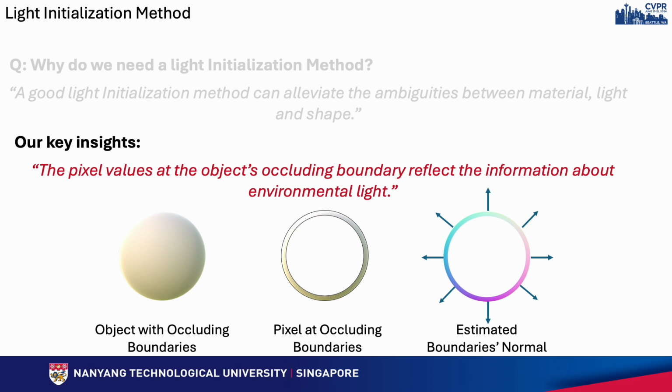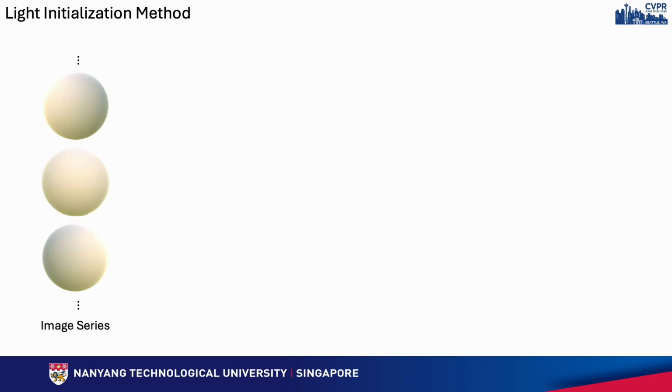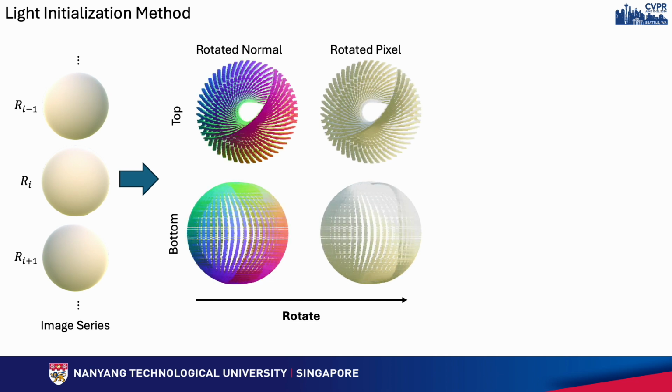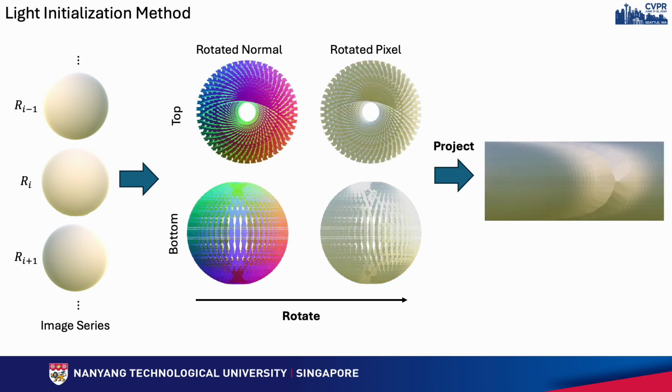To derive a good light initialization, under the spin light setup, we extract information from the object's boundary pixels based on the insight that the pixel values at the object's occluding boundary reflect the information about environment light. Specifically, we align a batch of images with their corresponding rotation matrices. Those matrices are uniformly initialized and will be optimized later. We multiply the object's boundary normal by the rotation matrix, which is identical to rotating the object's boundary. We further record their pixel values plus the rotated normal as a pair. After rotations, the normal vectors will form a sphere, where we map the pixel values to obtain the initial light map.